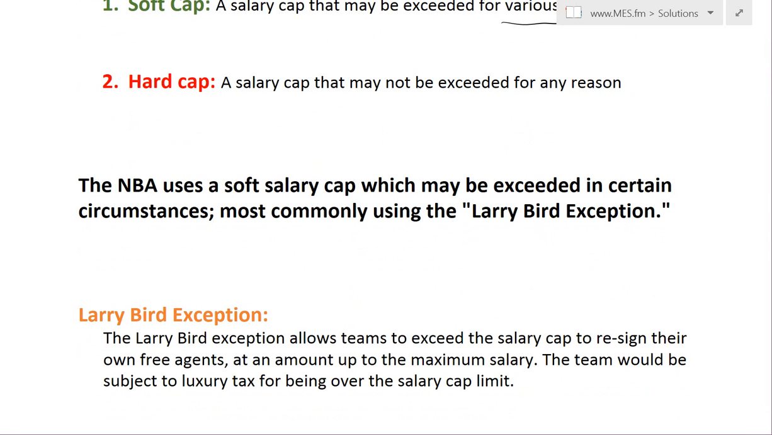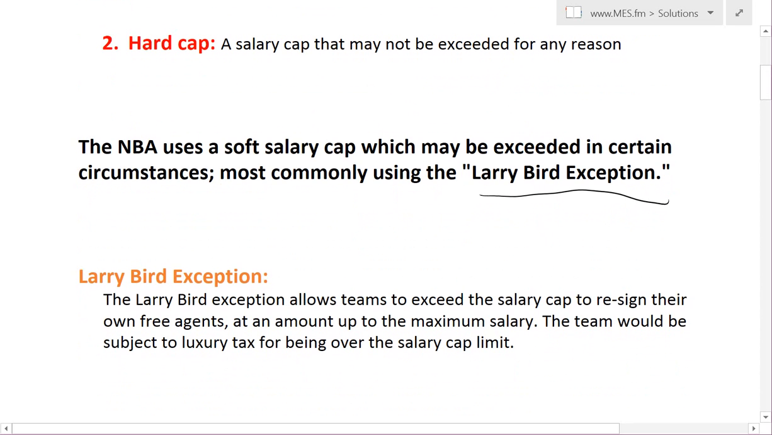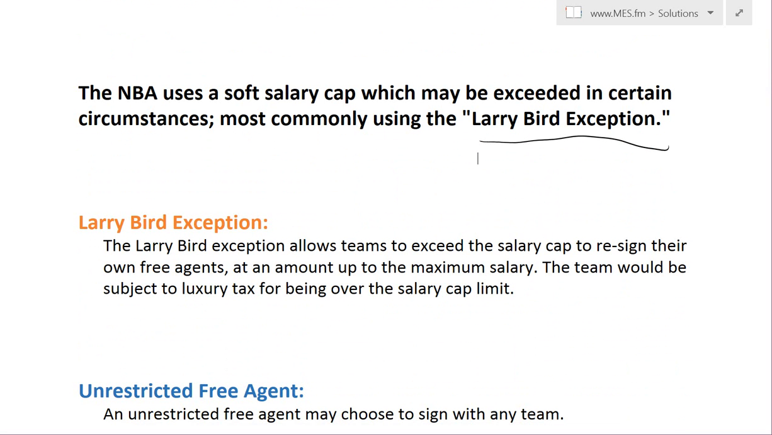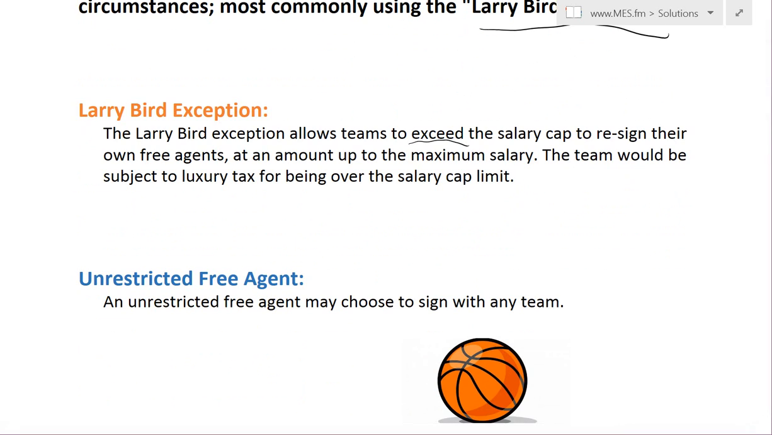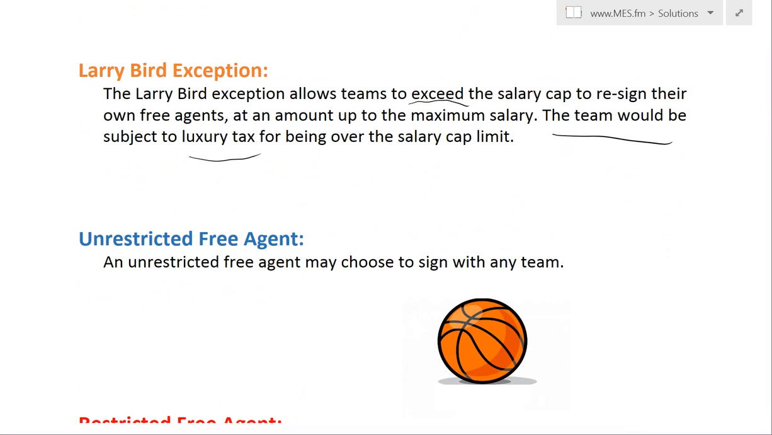So in the NBA, you would notice that it uses a soft salary cap. So it can get exceeded, most commonly using the Larry Bird exception. Basically what that means is that any team is allowed to exceed the salary cap to re-sign their own free agents at an amount up to the maximum salary. So they can't sign another player from a different team, which will make them go over the cap. They have to use the Larry Bird exception. There are a couple others, but this is the most common one. But of course, the team would be subject to the luxury tax, meaning they'd have to pay an extra fee for going over the salary limit.